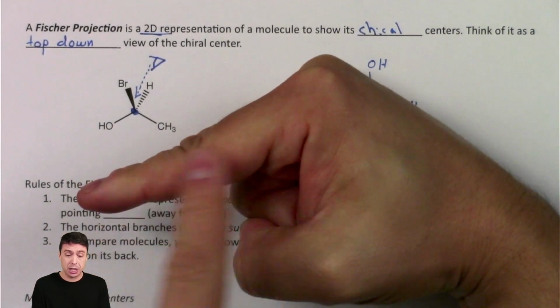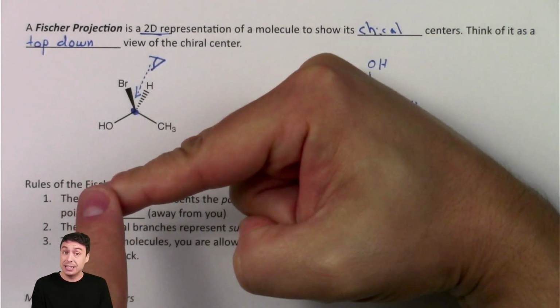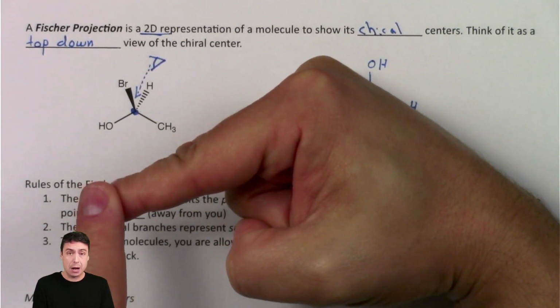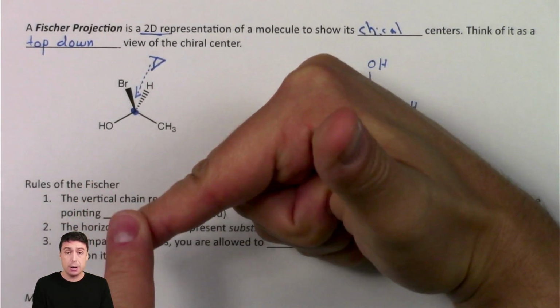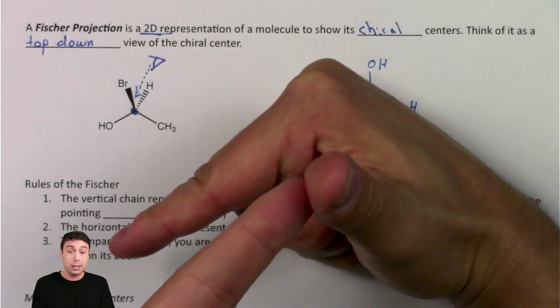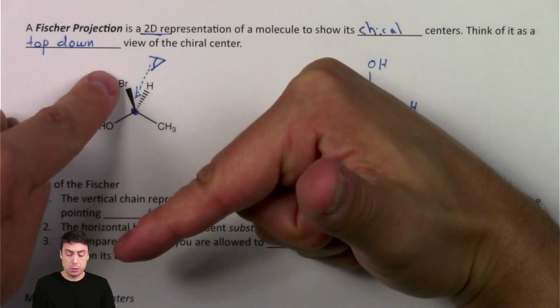So that's your parent chain. I want that parent chain to be, in the end, at the top of my Fischer, but we'll come back to that. So that is my OH pointing down to the left. Then your thumb points up towards your face. What is your thumb in this case? What is pointing up at your chiral center? That would be your bromine.